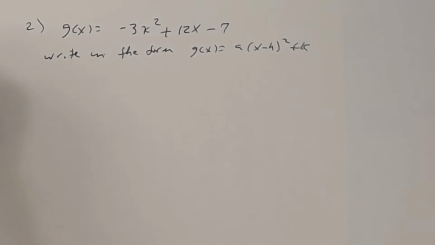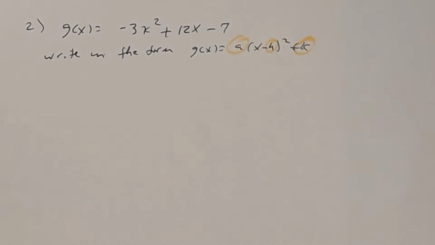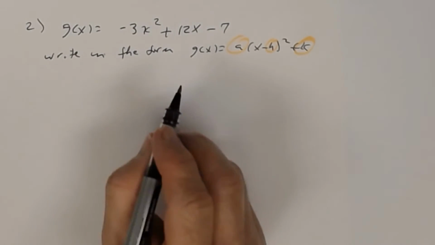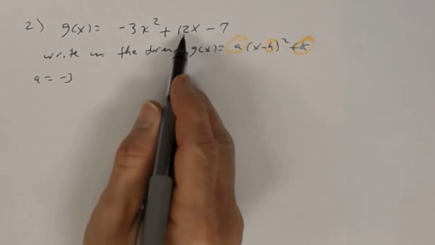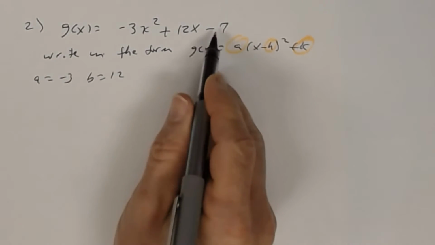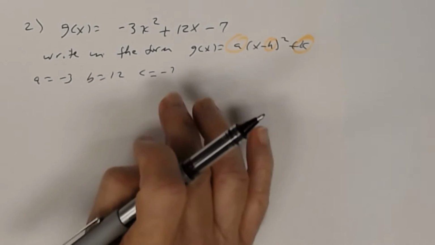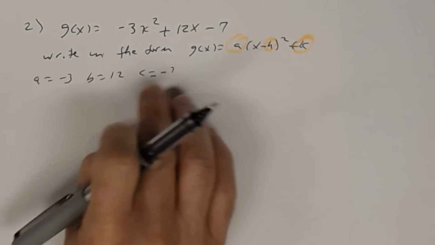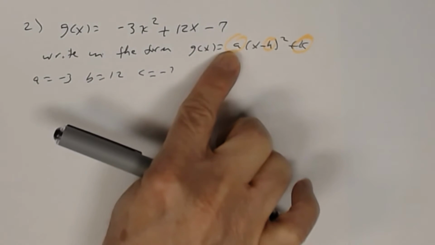Remember, there are 3 things you must know. You got to find a, h, and k. Those are the 3 things you have to find. You already know one right away, right? You know a. What's a? Negative 3. So remember, a is negative 3, b is 12, and c is negative 7, although you really don't need that in finding h. You don't need negative 7 to find the x coordinate of the vertex. All right. So you need to find a, h, and k.